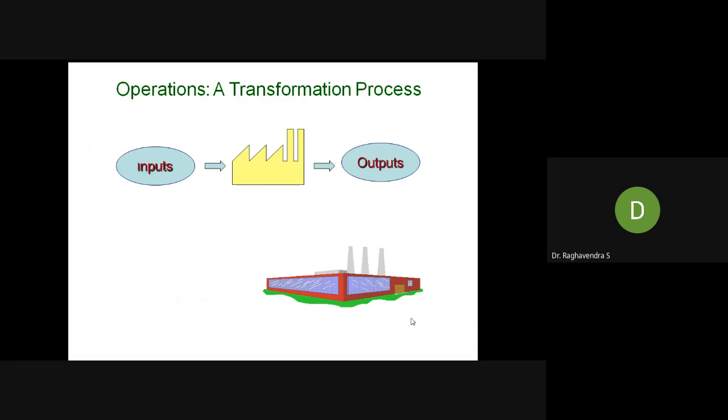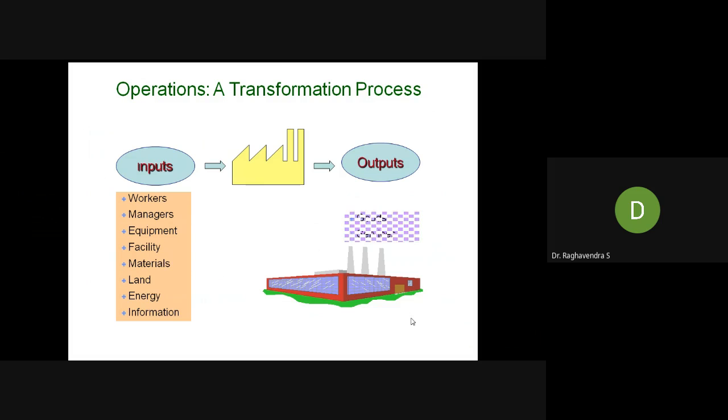You know that any organization or company takes some input, processes it, and converts it to output. What are the things you require for input? Input may be workers, managers, tools, equipment, materials, raw materials, land, energy, and information. You process and operate that, and convert it to goods or sometimes services. Take a hospital as an example. You require people, doctors, materials, land, facilities, and patients will be visiting the hospital and you treat them.